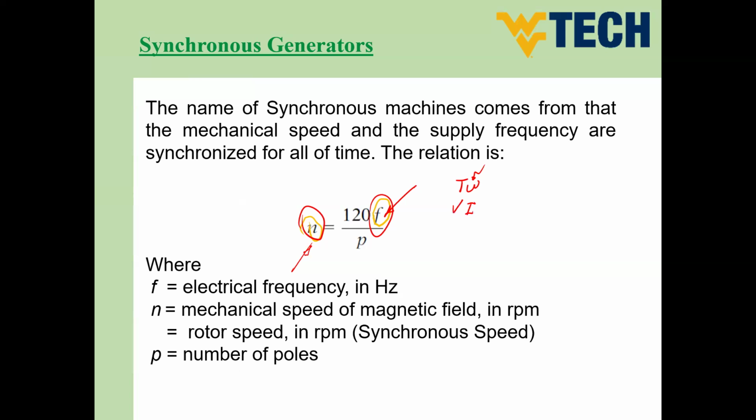For that, we do prefer to have synchronous generators because our grid has constant frequency. Our grid requires constant frequency, which is 60 hertz here in the United States. So why do we call it synchronous again? Because the relation between synchronous speed and frequency is, as you can see, a linear relation. So N, synchronous speed, equals 120 times frequency divided by number of poles. Okay.